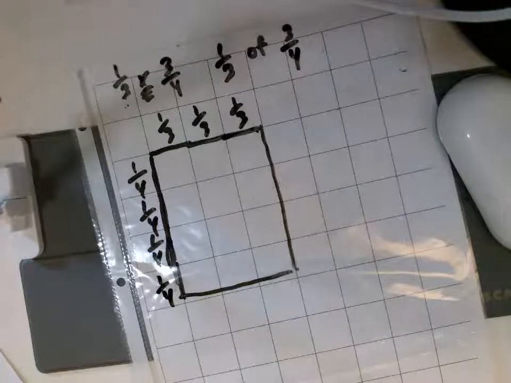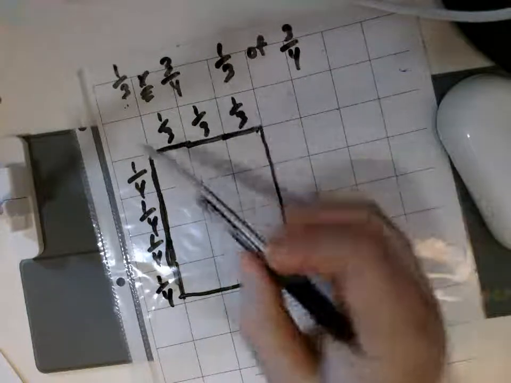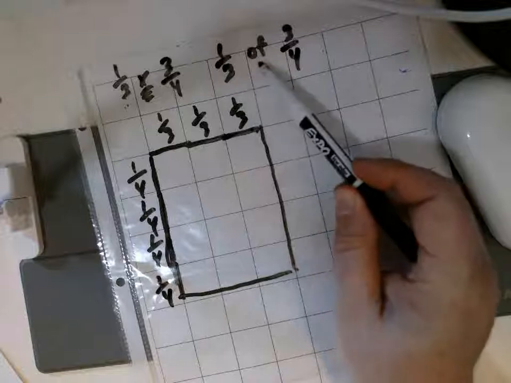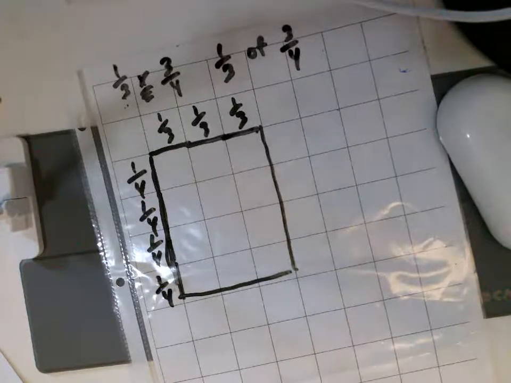Okay. But our problem is not solved yet. We drew the grid, but we don't know what 1/3 of 3/4 is.